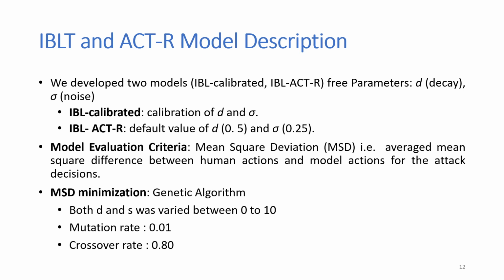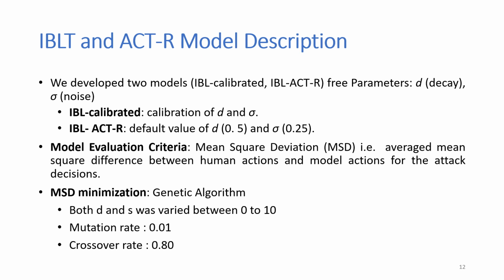So we had built two IBL based models. One is the IBL calibrated and the other one is the IBL ACTR. The difference in both these models was the value of D. We had calibrated the value of D and S, D denoting the memory decay, and S, sigma, denoting the noise.